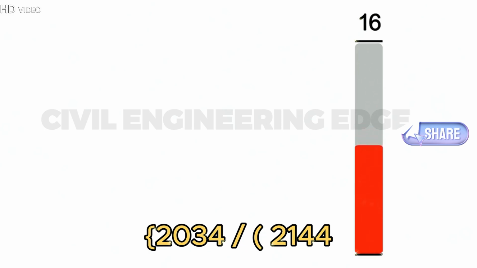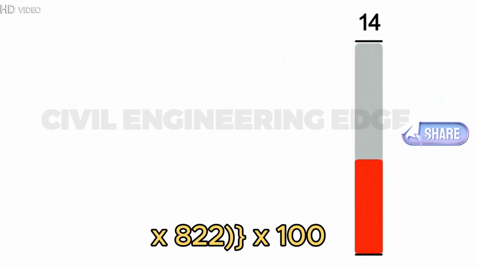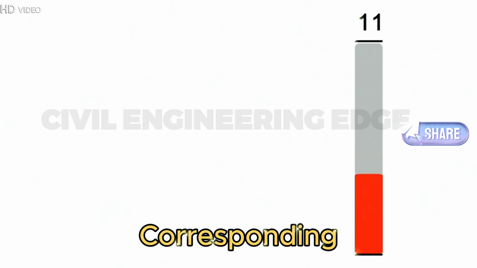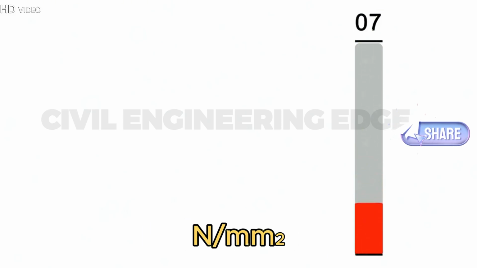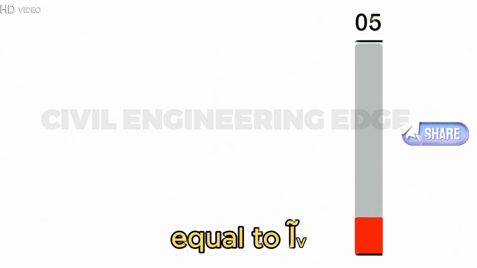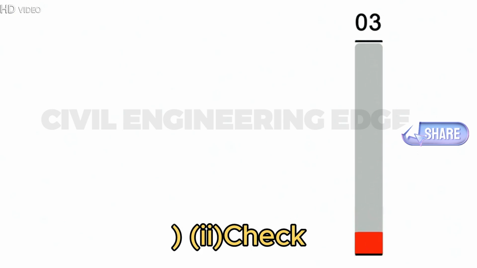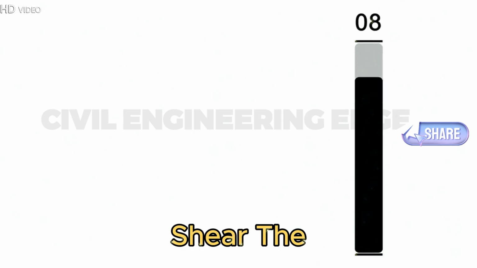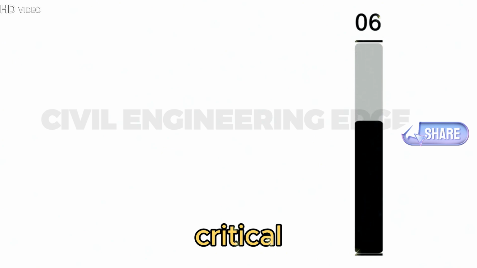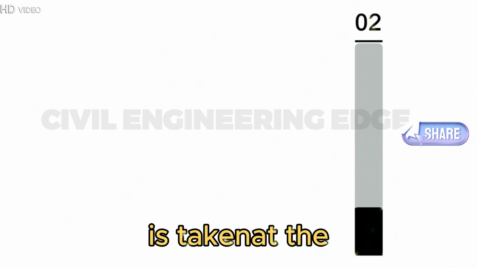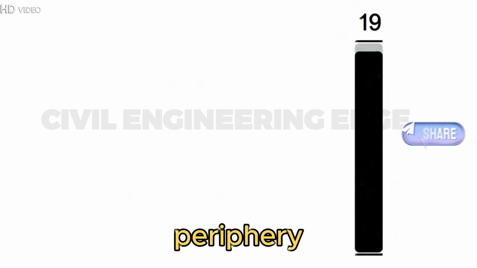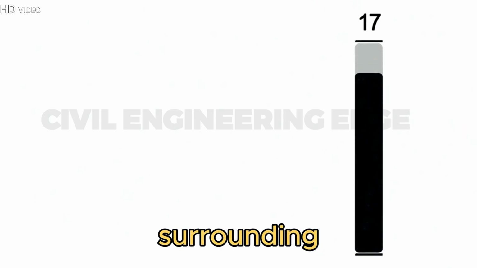Area of steel provided equals 18 by 113 equals 2,034 square millimeters. Percentage of steel provided equals 2034 by 2144 by 822 x 100 equals 0.12%. Corresponding Tau c equals 0.28 N per square millimeter, practically equal to Tau v.